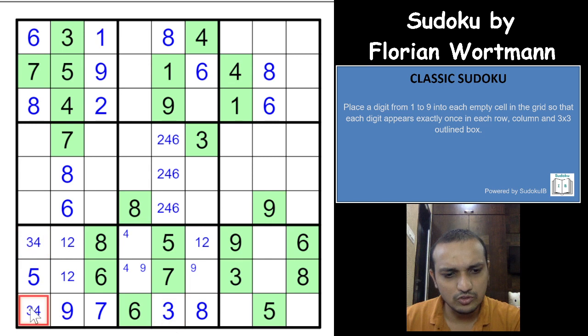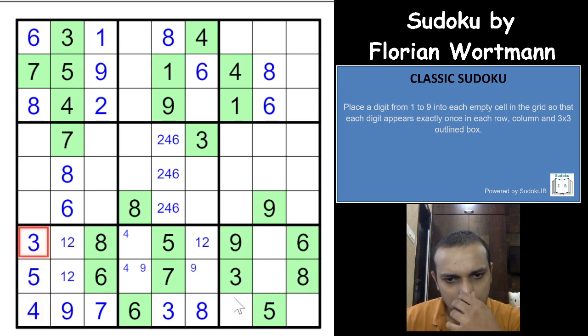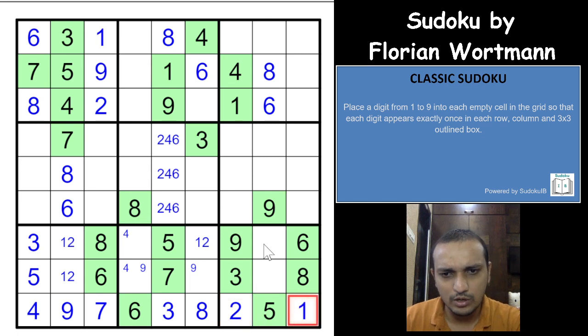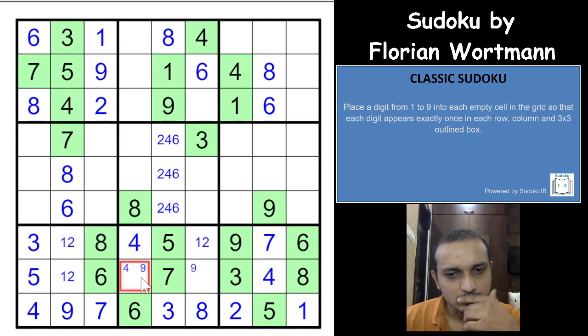So this 3 gives you a 4 here and a 3 here. That gives you 1 and 2 here in these two cells. So 2 and 1, that gives you 4 and 7 in these two cells. So 4 and 7, that gives you 4 in this cell. Eliminates 4 from this cell as well.